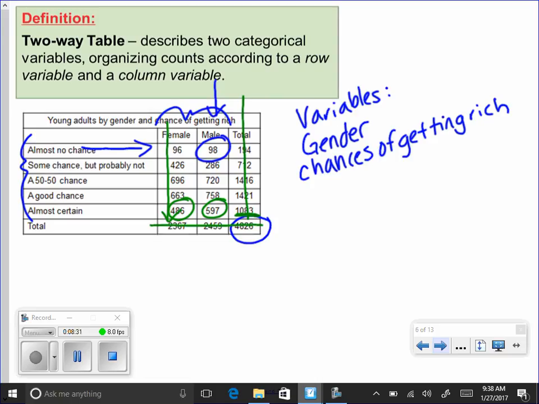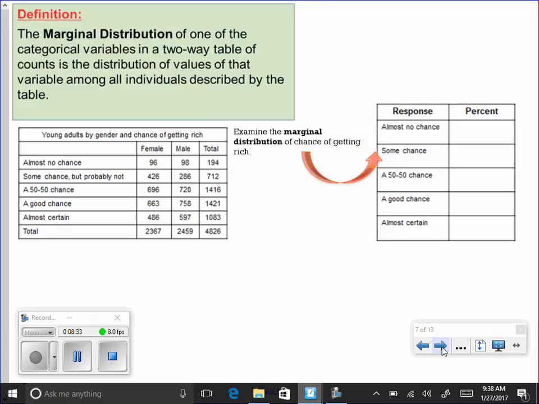Once you find all your totals, you may be asked to find two different types of distributions. The first one is a marginal distribution. So this is of one of the categorical variables in a two-way table. So marginal will only ask you about one variable in your two-way table. So look at the example, and if you need to copy that definition, just pause the video.